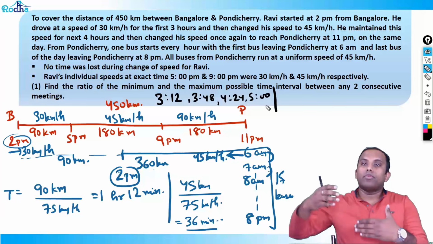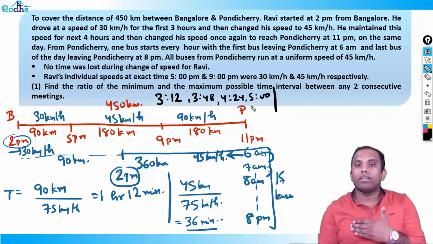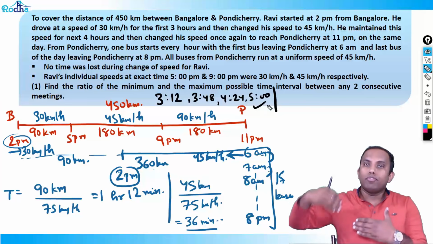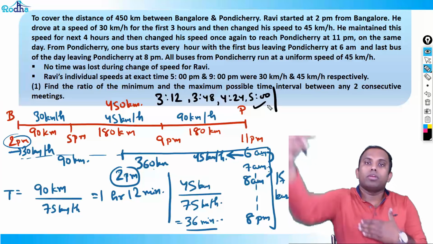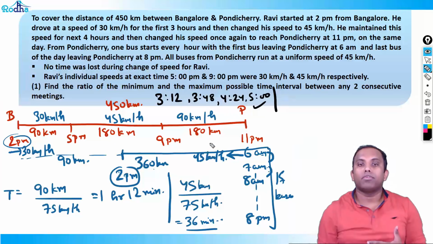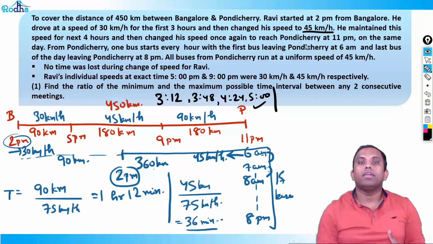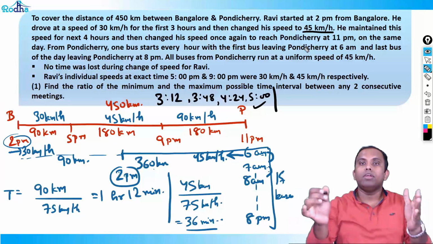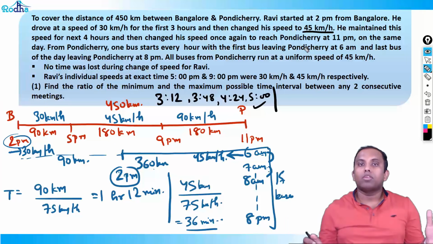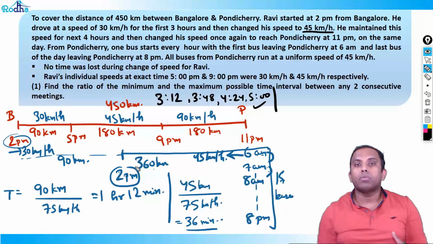The bus is the same. When the fourth bus crossed me, the fifth bus is again at a distance of 45 kilometers from me, but my speed is now 45 kilometers per hour. After 5, my speed is 45 kilometers per hour, right? So 45 plus 45, 90. The distance of 45 kilometers is to be covered by a relative speed of 90 kilometers per hour. So 45 by 90, how much time? Half an hour, 30 minutes. So that means next I'll meet at 5:30.